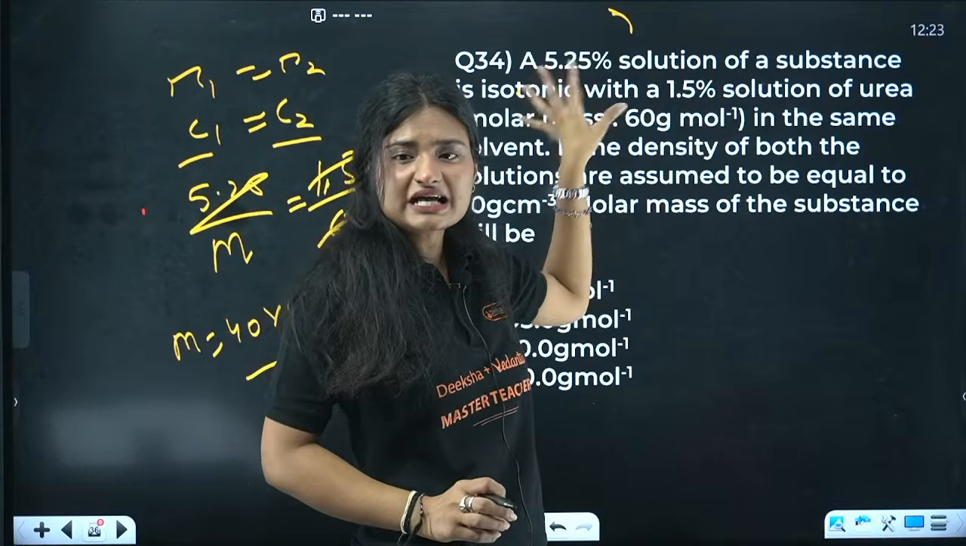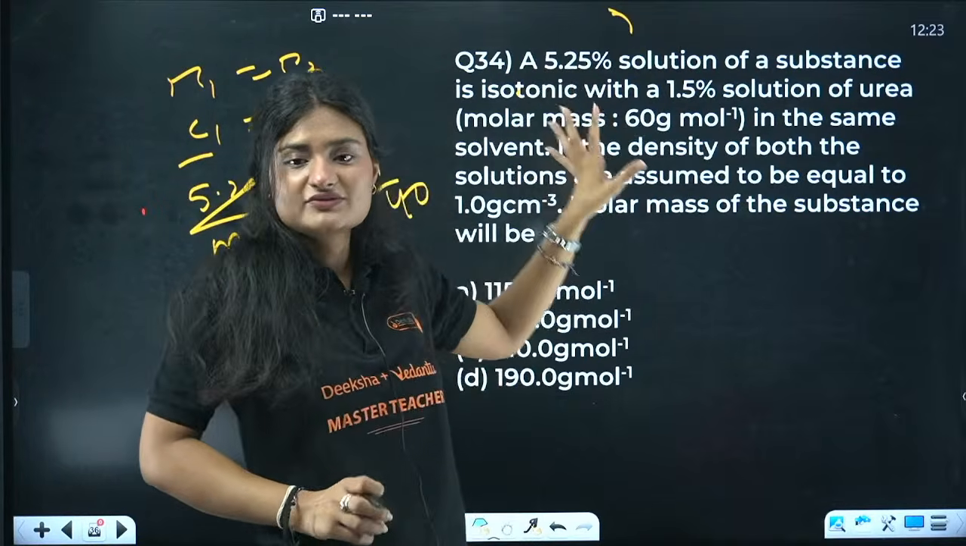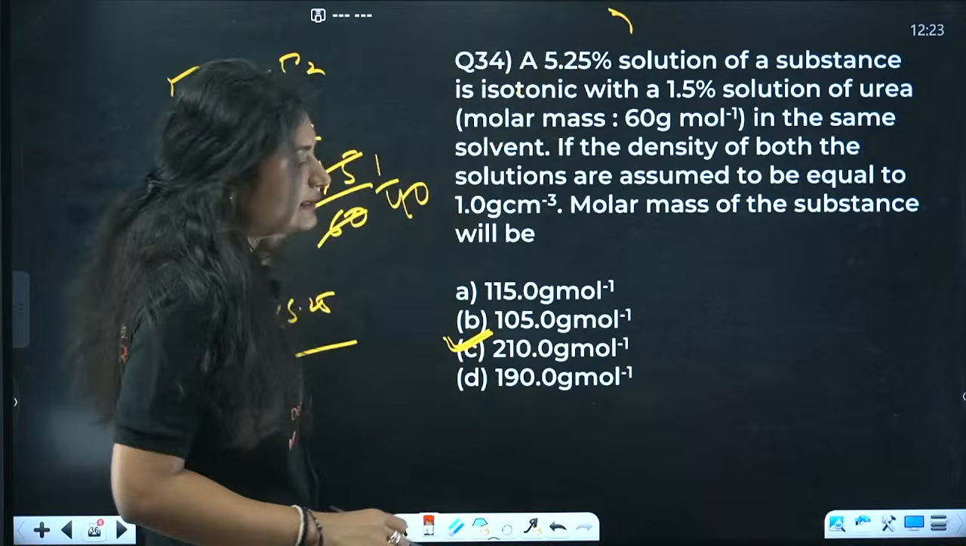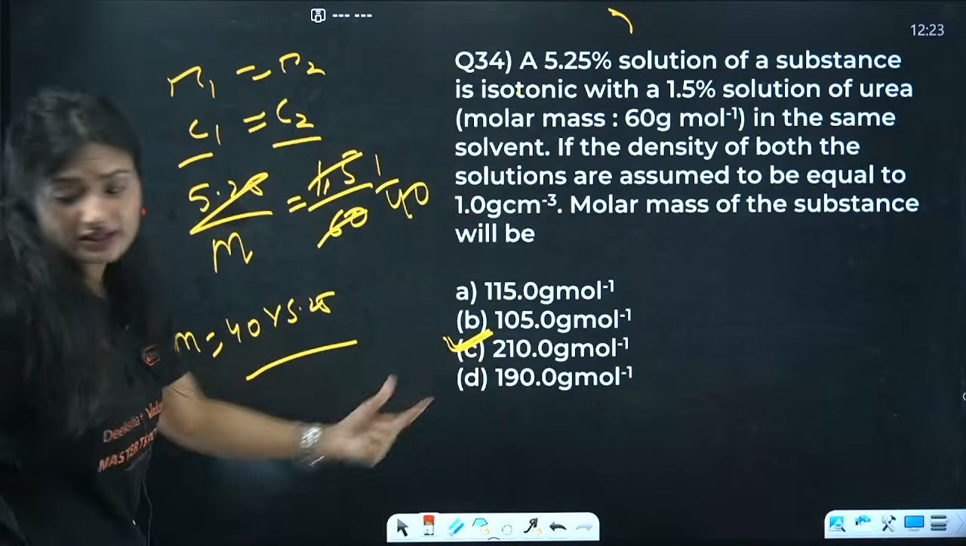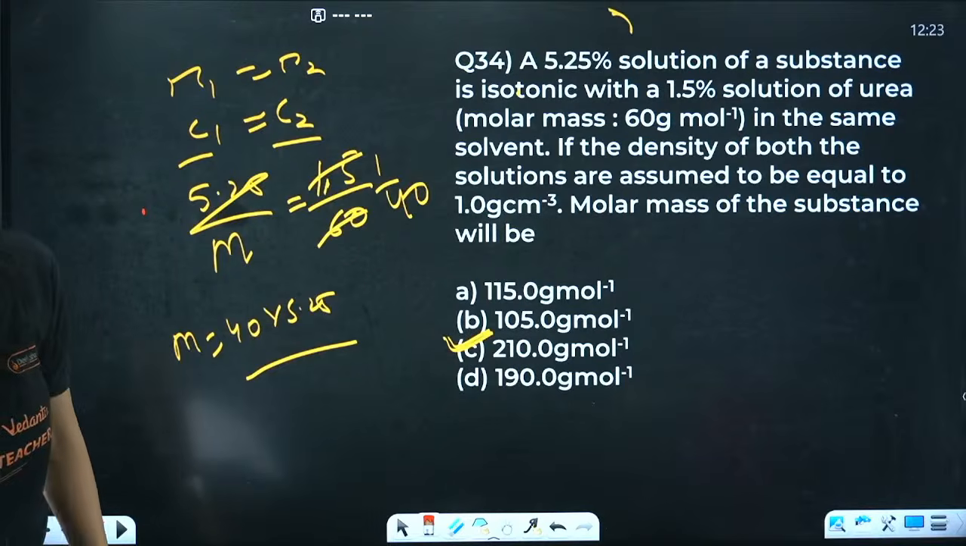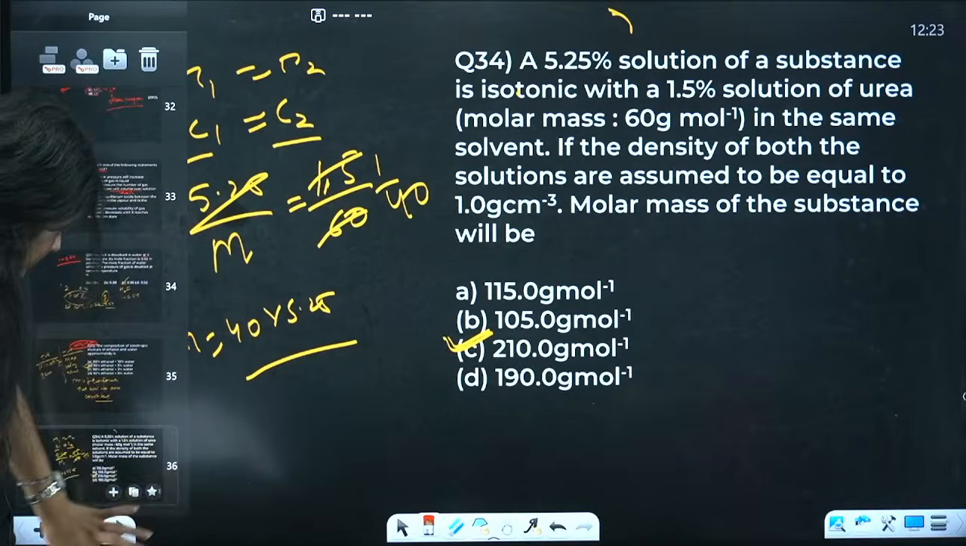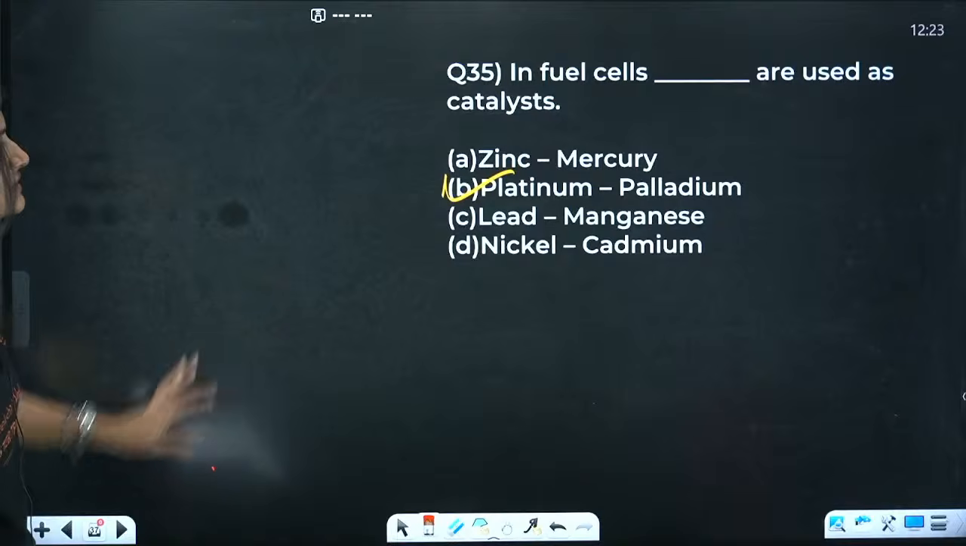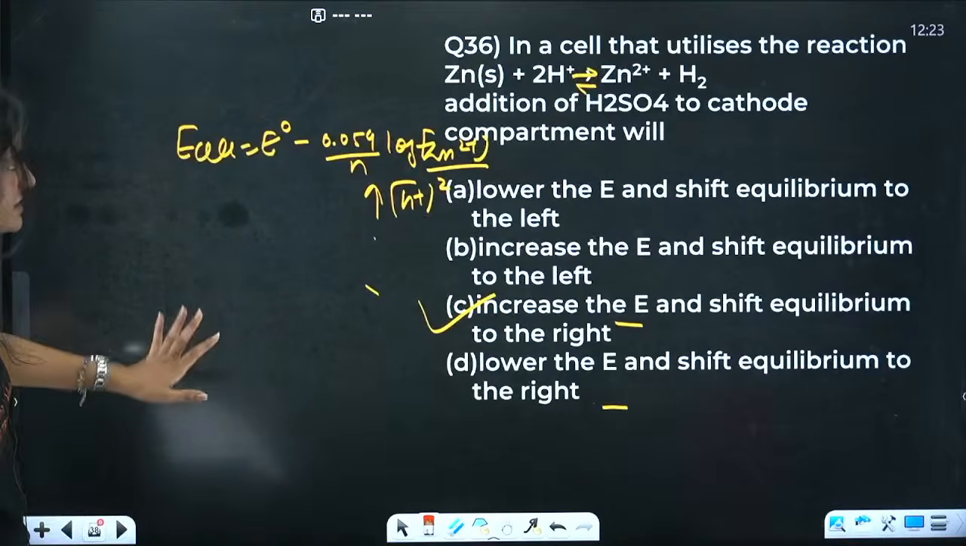We can use that as mass only. Okay, if no data is given, you use that as mass only. Okay, the molar mass will be 210 gram. Next question, in fuel cells we use platinum palladium as catalyst in this cell.